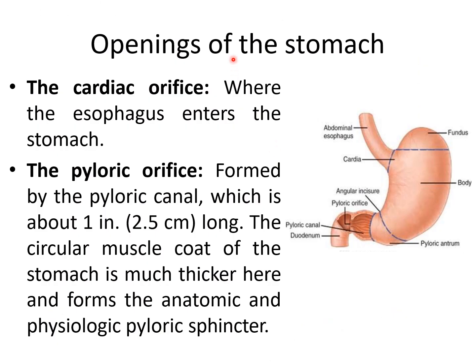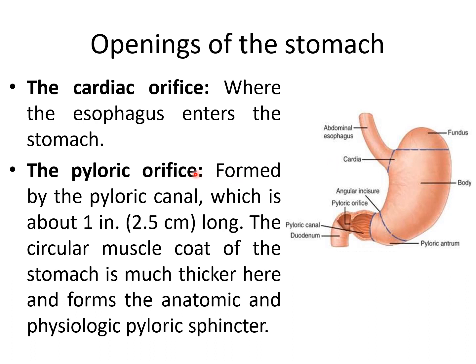About the openings, it has two openings, the cardiac orifice and the pyloric orifice. The cardiac orifice is the place where the esophagus enters the stomach. This is the esophagus, this is the stomach, and the opening where the esophagus enters the stomach is the cardiac orifice.